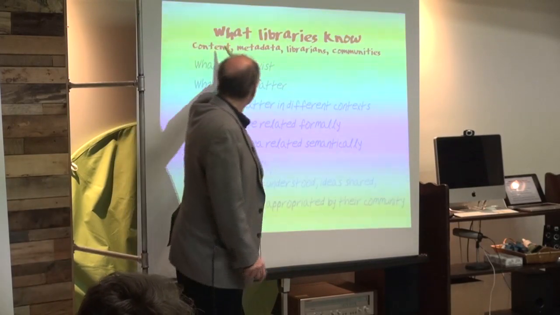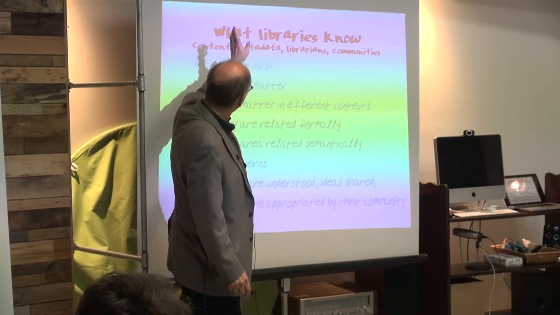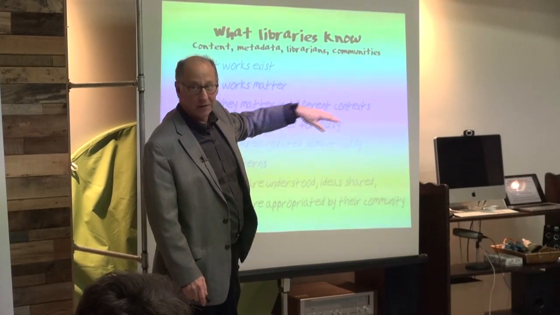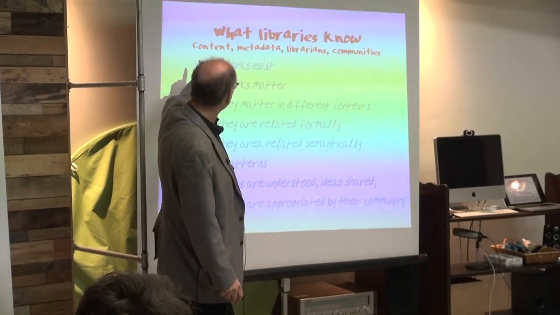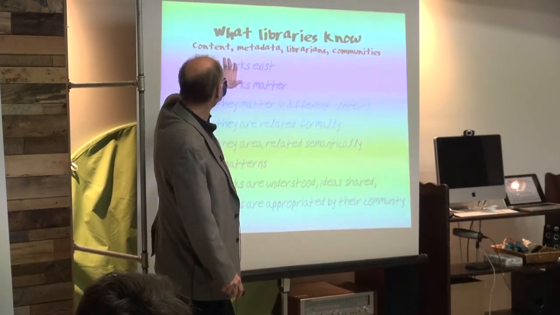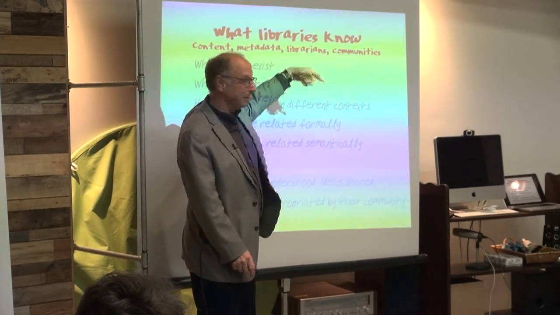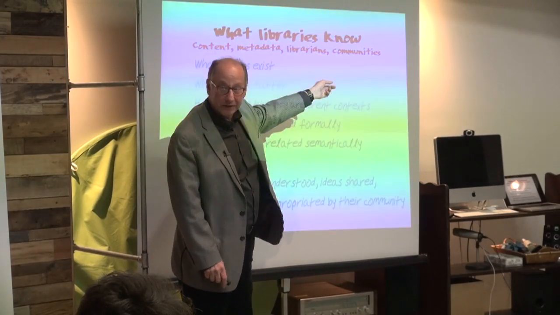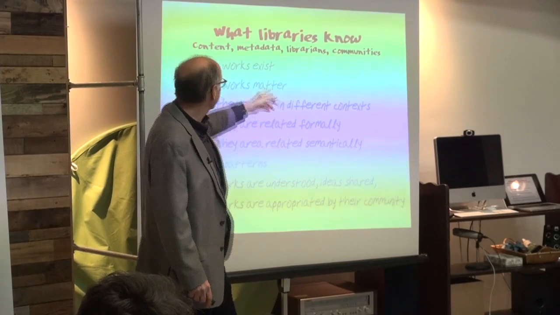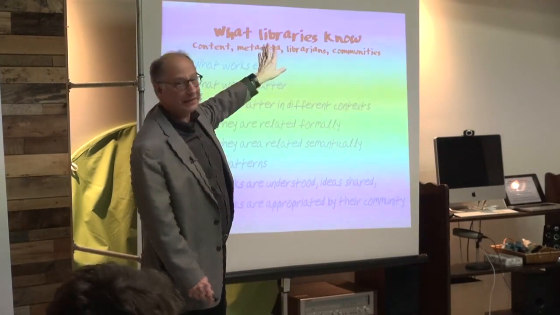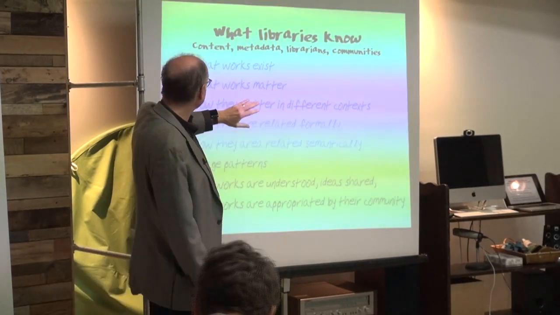So the aim of LibraryGraph is to make everything that libraries know available on the web, where by library I mean not just the content, but crucially the metadata, the information about the content, and what librarians know, of course, and what their communities know. So I want to get everything that libraries, in that sense, know available.